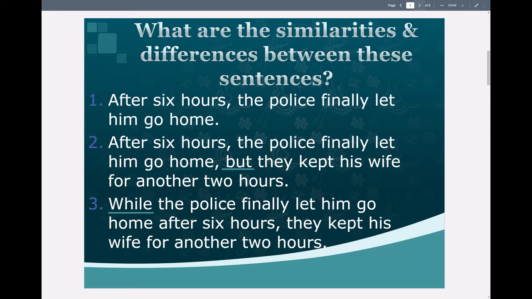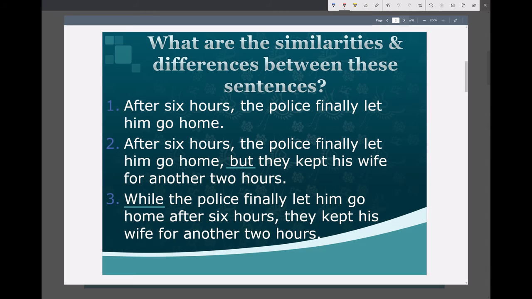First, I'm going to show you 3 different sentences, and take some moment to pause the video and write down the sentences and look for similarities and differences between them. So I'll read them first. First one, after 6 hours, the police finally let him go home. Number 2, after 6 hours, the police finally let him go home, but they kept his wife for another 2 hours. Number 3, while the police finally let him go home after 6 hours, they kept his wife for another 2 hours.